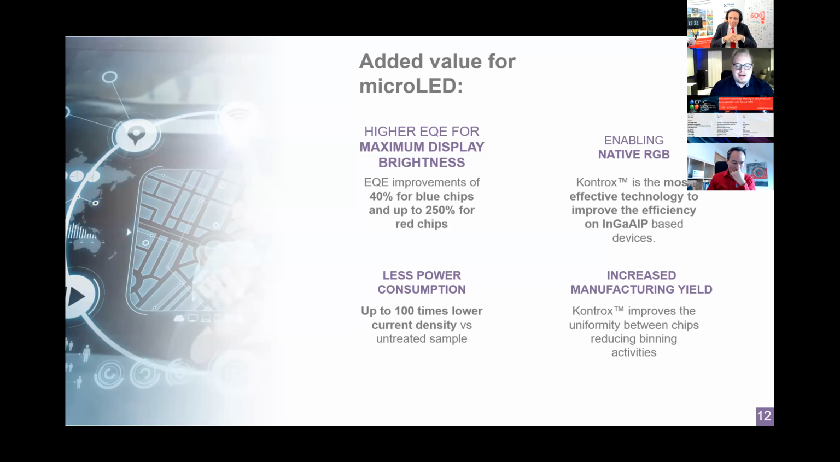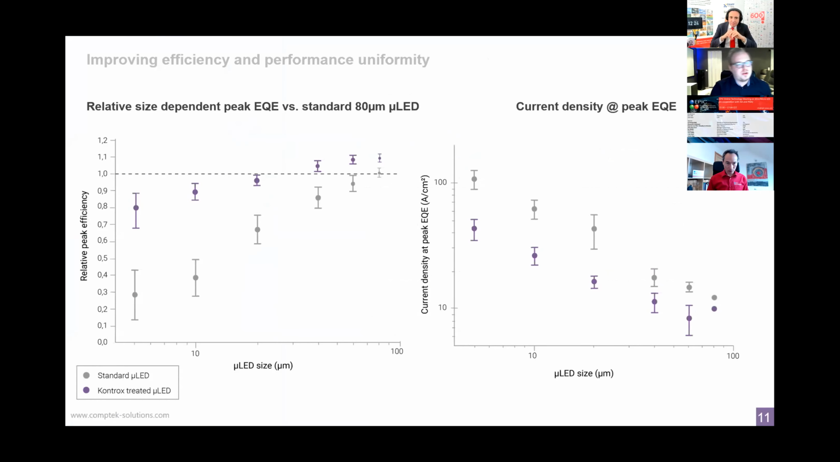And also, since our process is basically removing defects, we also increase the manufacturing yield, so there will be less non-uniformity in the chips. Like we saw in the previous slides, I can go back one slide, so you can see that the performance distribution of the micro LED is also reduced by our process.